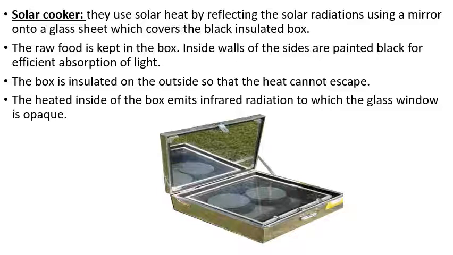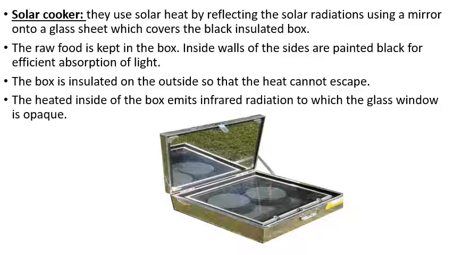The box is insulated on the outside so that the heat cannot escape. The heater inside of the box emits infrared radiation to which the glass window is opaque. In this way, a significant amount of the energy entering the oven is retained. The cooking pot is placed inside the box and cooking is made possible.